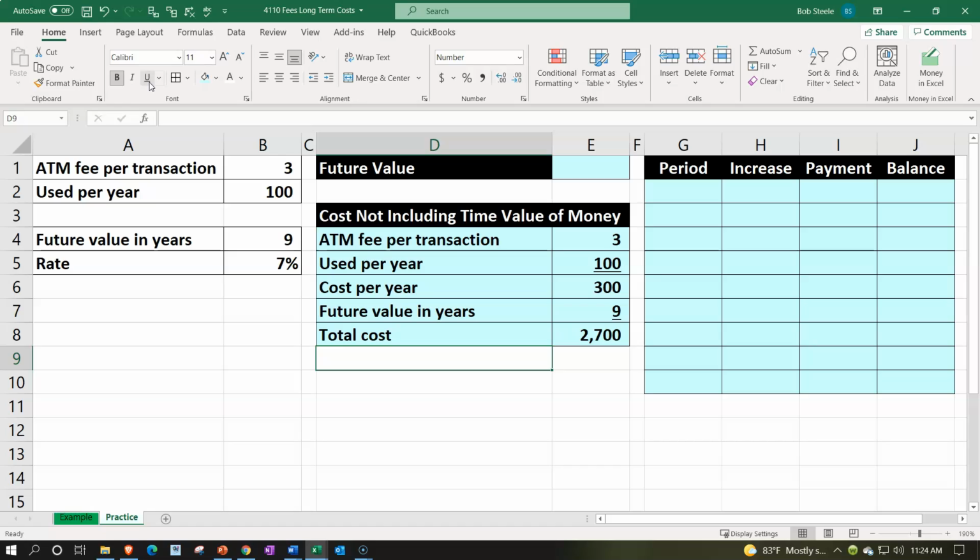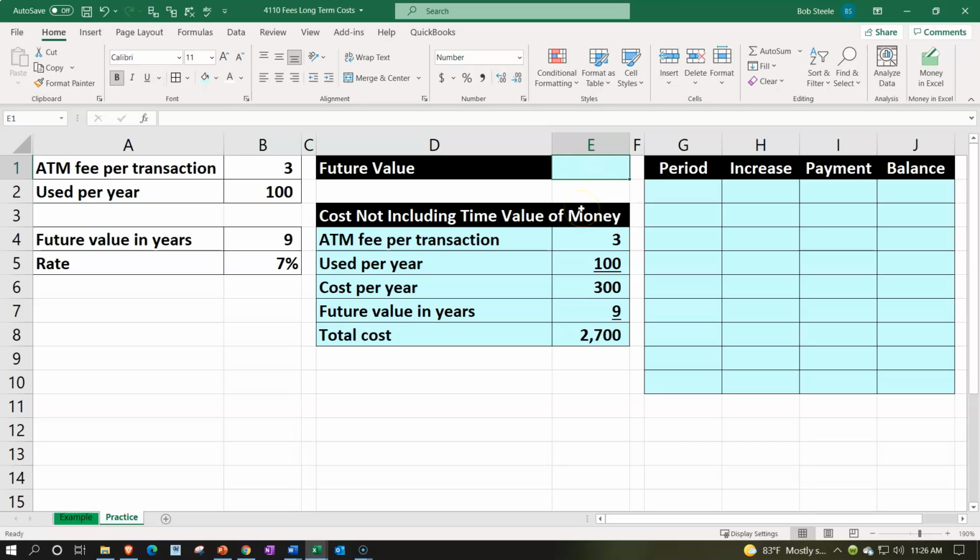What if we were to add time value of money? What if, instead of that $3 charge, we put it into a savings account or an investment account? We're going to assume a rate of return of 7%, which you might get from stocks and bonds or something like that. How much would that charge be worth to us? Meaning, what if I was able to take that $300 a year, put it into an investment, and generate 7% for that 9-year time period? Where would we be in terms of future value dollars at that point?